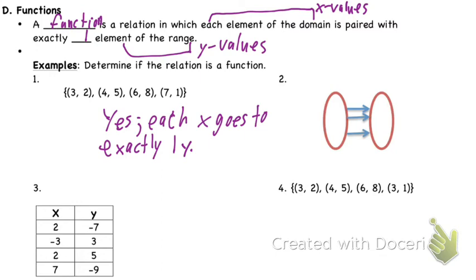Wait, so it's a function if there's not a repeating number for the x? We'll talk about that though. Because you can have a candy in 2 slots, and that's okay. We'll talk about it.